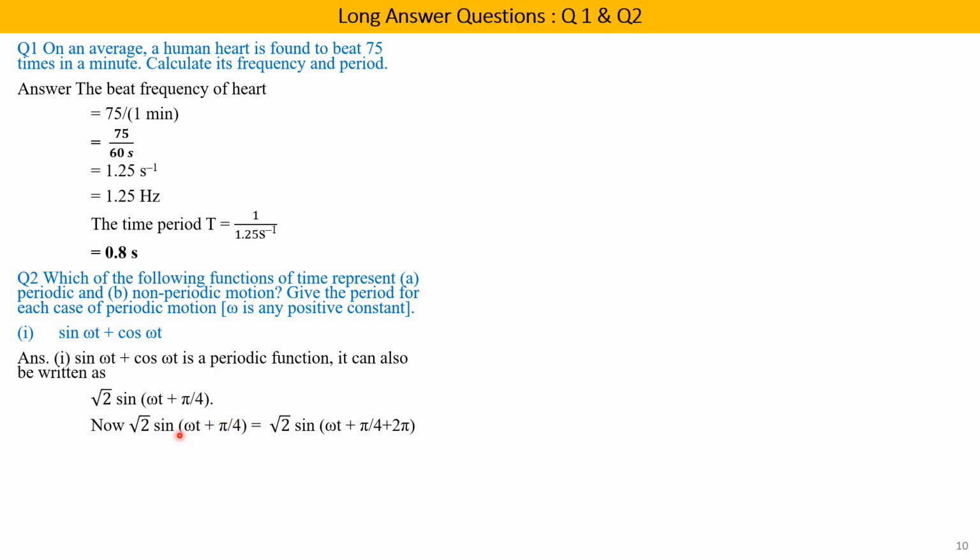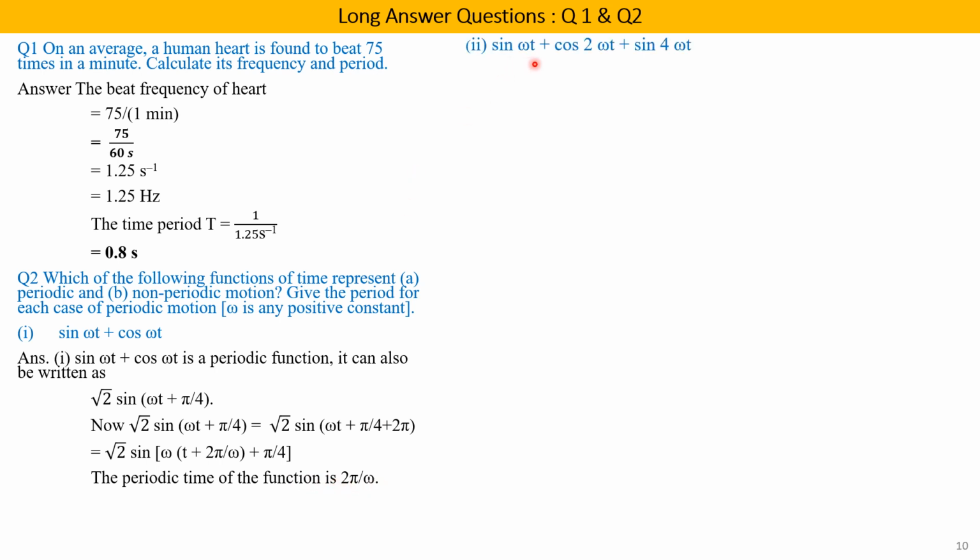Now square root of 2 sin(omega t plus pi by 4) is equal to root 2 into sin(omega t plus pi by 4 plus 2 pi). So that becomes root 2 into sin(omega(t plus 2 pi by omega) plus pi by 4). Because it is periodic, the period of the function is 2 pi by omega.